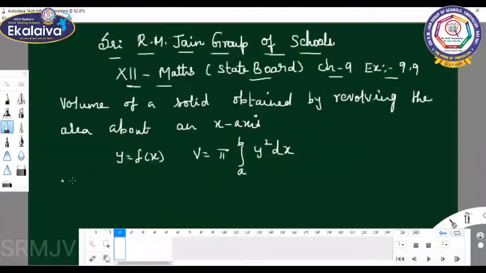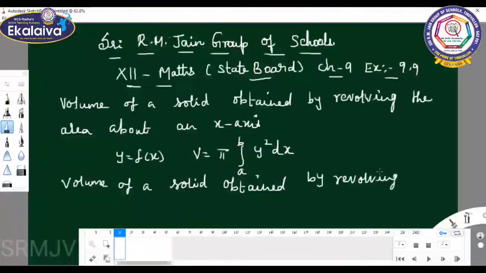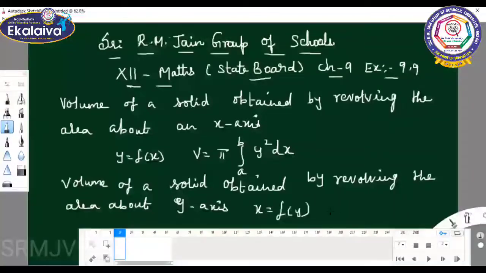In the same way, the volume of a solid obtained by revolving the area about the y-axis, where the curve is x equal to f of y, is volume equal to pi integral c to d x square into dy.